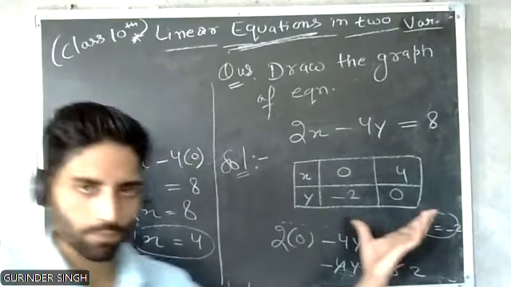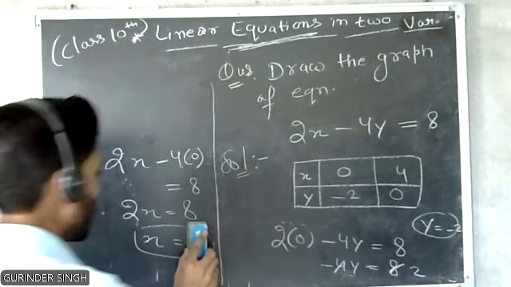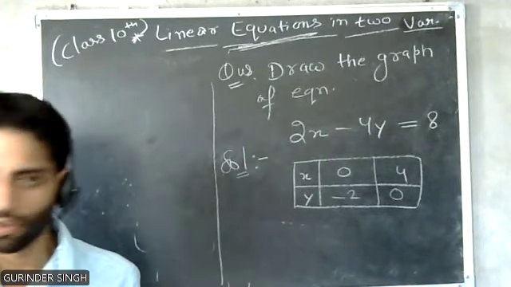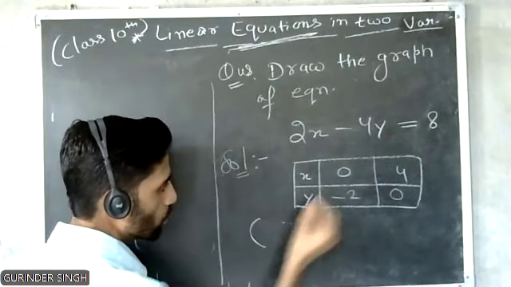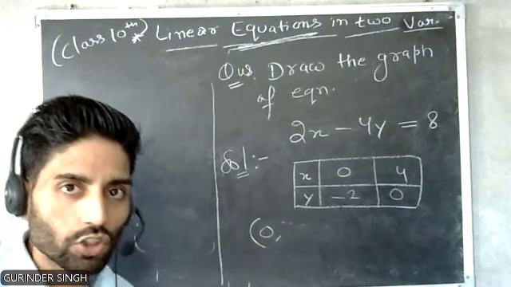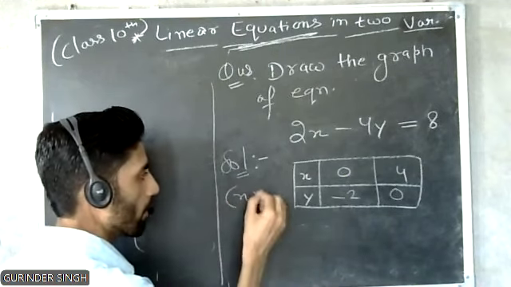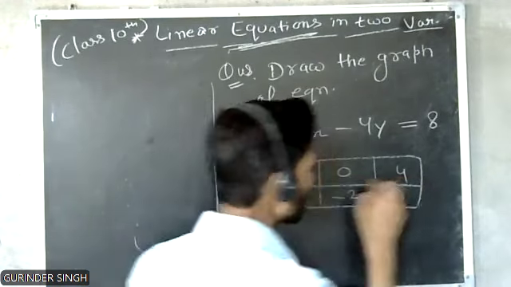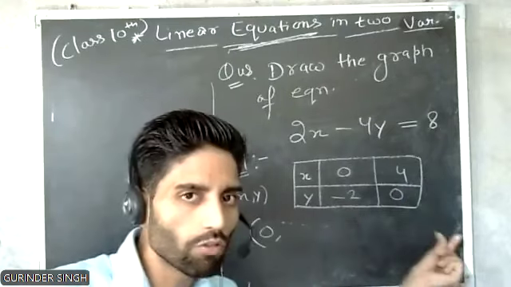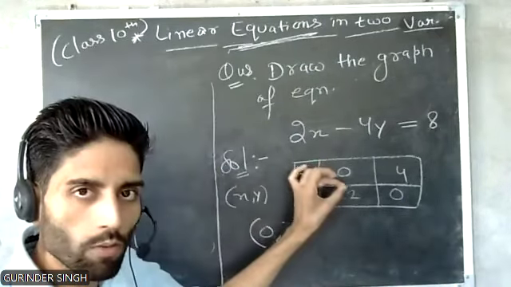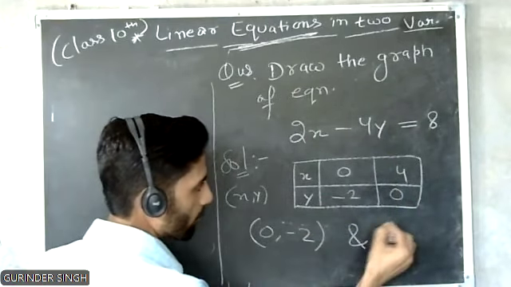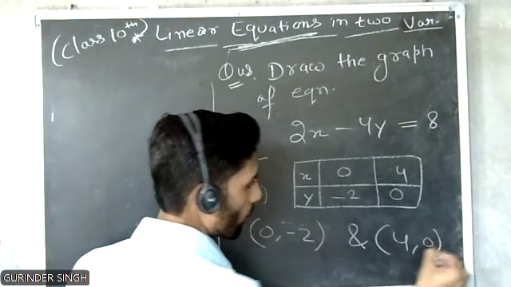So these are my 2 points. What are my coordinates? You can see here, I have coordinates, because you know the point on a straight line is always in the pair x comma y, right? Don't take 0 comma 4. This is not true. These are values of x. These are values of y. What you need is x comma y. So 0 comma -2 and 4 comma 0.